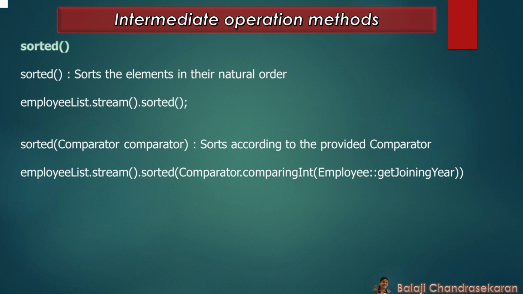The sorted method with a comparator argument returns a stream consisting of the elements of the stream sorted according to the provided comparator. To sort the list of employees other than in the natural order, you need to provide a comparator to the sorted method. In this example, Comparator.comparingInt(Employee::getJoiningYear) creates a comparator that compares employees based on the joining year. The sorted method sorts the stream of employees according to the defined comparator.